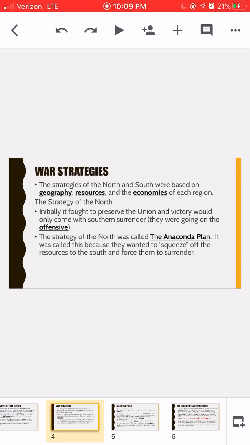The strategy of the North was called the Anaconda Plan. It was called this because they wanted to squeeze off the resources of the South and force them to surrender. So they wanted to take over like supply routes and things like that. That way the South would run out of supplies, and then they would be forced to surrender that way.